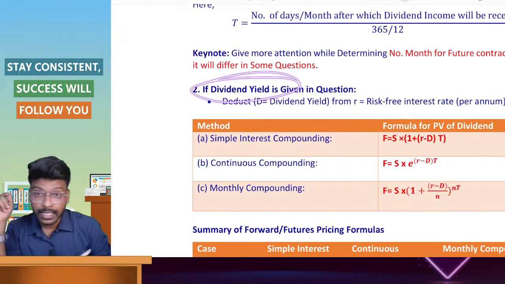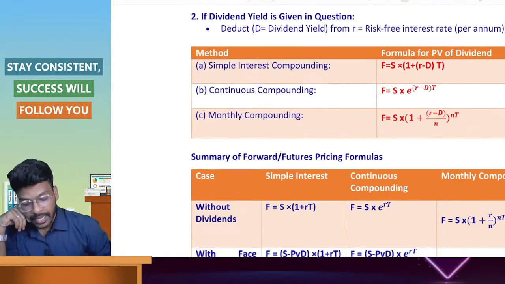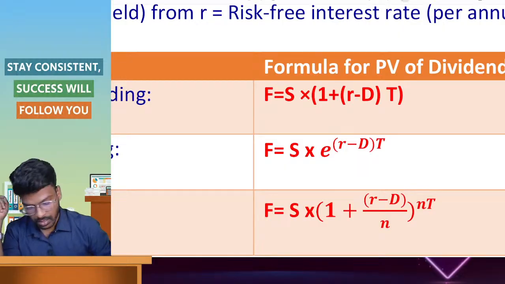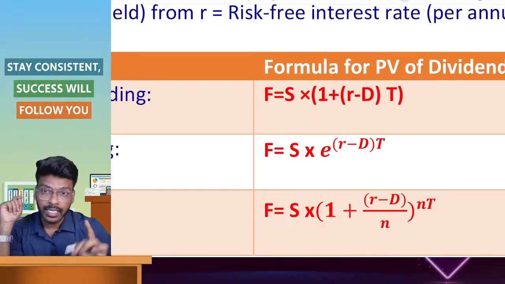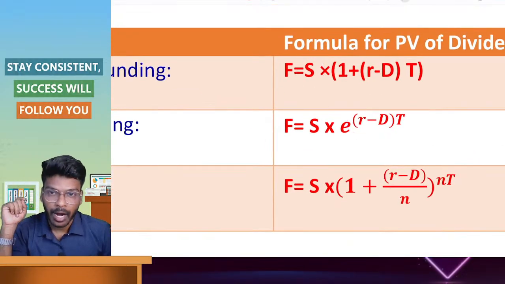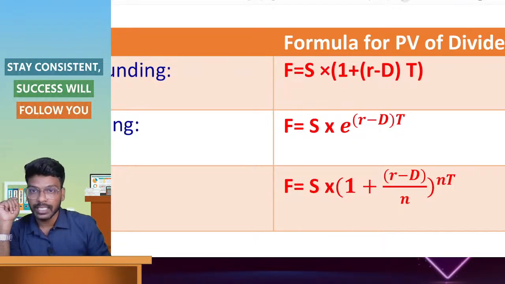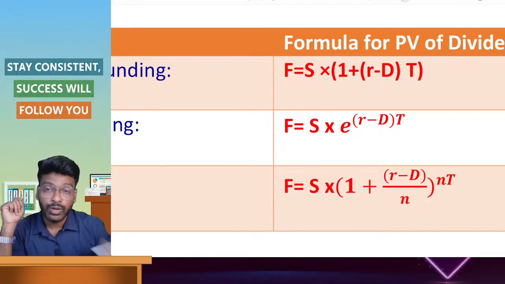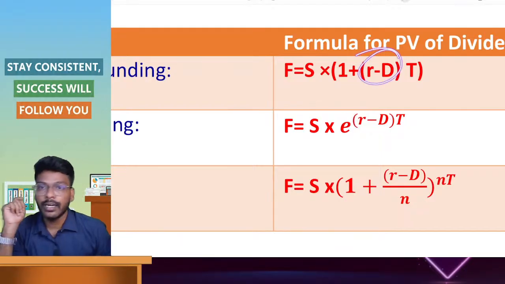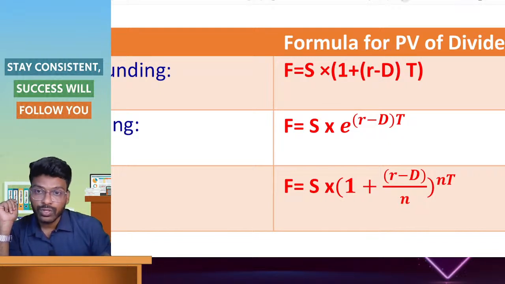Next, if dividend yield is given, dividend yield means the dividend percentage will be given in the question. So in case a percentage is given, you have to straight away reduce it from the risk free interest rate. Wherever you have written R, that is the risk free interest rate in the formula, you have to reduce that. So there is no adjustment in spot price. In case a dividend amount is given, you have to reduce it from the spot price, because the spot price is also an amount. In case a percentage is given, that yield is to be reduced from the risk free interest rate.